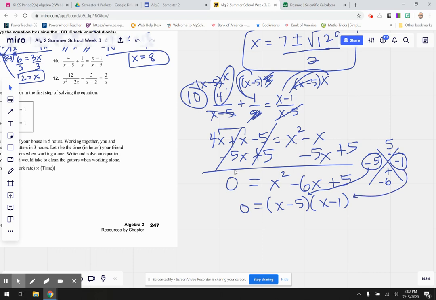Now, what we want to do is find out what's going to make each parenthesis 0, because that's our solution. That's going to be a 5, because 5 minus 5 is 0. What's going to make that a 0 is a 1. So 5 and 1 are your two solutions.